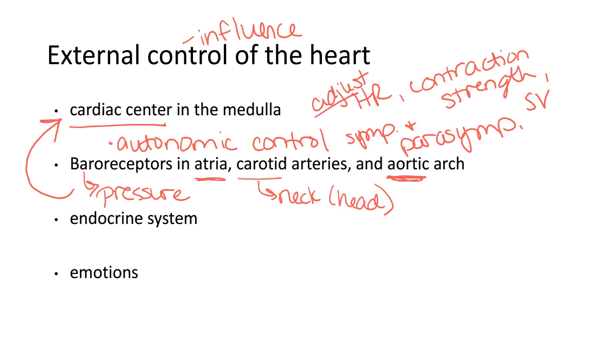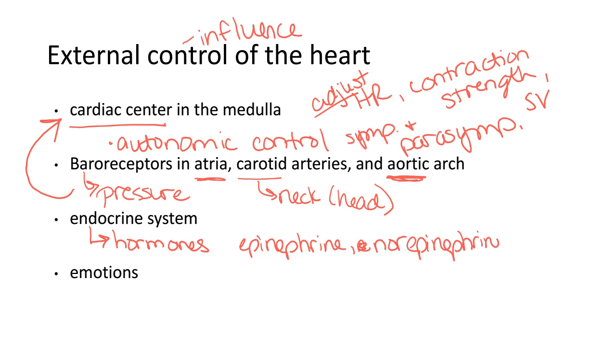So in addition to these baroreceptors telling the cardiac center some information, we've got the endocrine system. And remember, the endocrine system is your hormones. In particular, some hormones that are going to influence the heart would be epinephrine and norepinephrine, right? So the adrenaline with the sympathetic nervous system, increasing the heart rate. Another one would be thyroxine, which will come from the thyroid gland. All of these are going to help increase heart rate. So again, another system that can influence the heart rate.